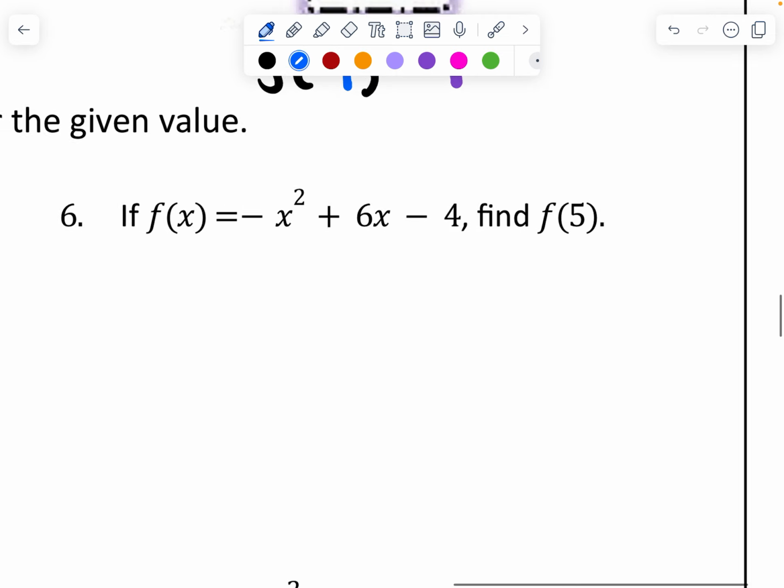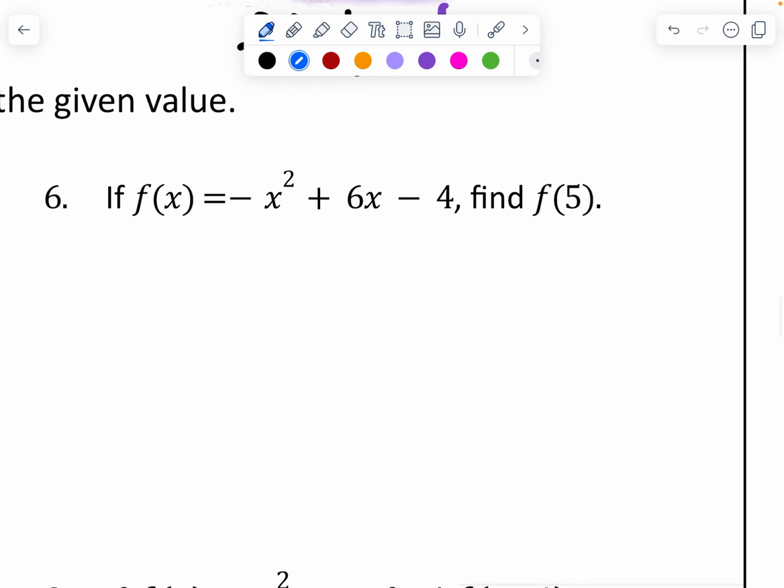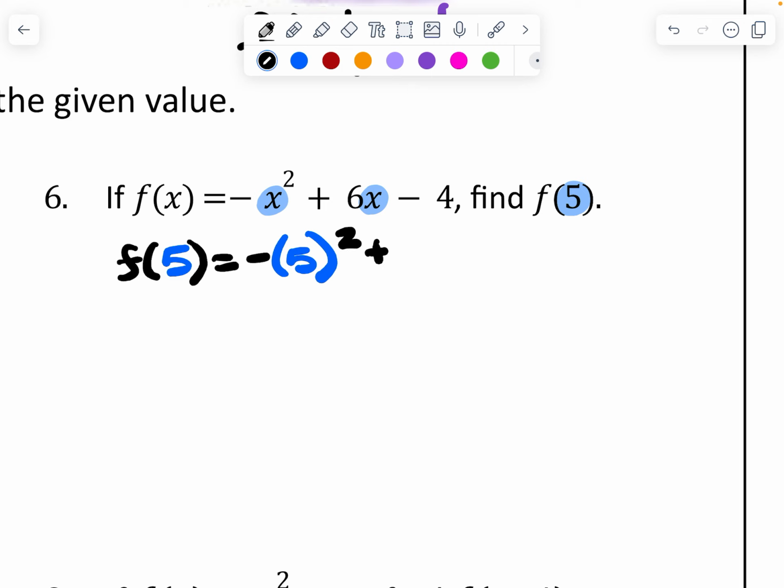Number 5, I highly recommend using your calculator for this one, but remember that we're always going to put the input in parentheses if you're using your calculator. So find f of 5. This is my input, and I'm putting it here and here in my rule. So that's my equation. I'm going to write that f of 5 equals -5 squared plus 6 times 5 minus 4.